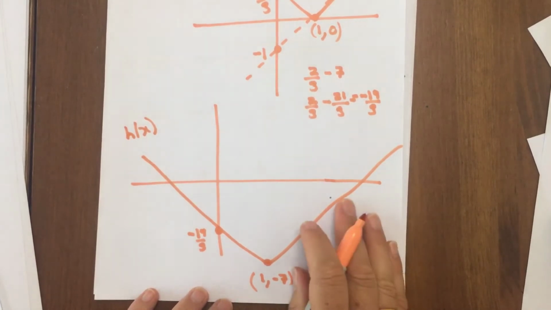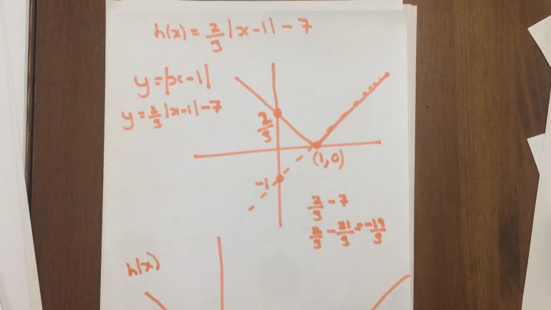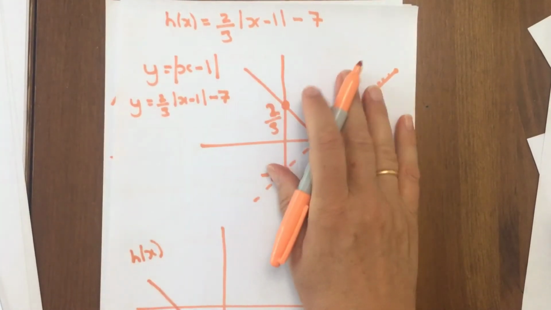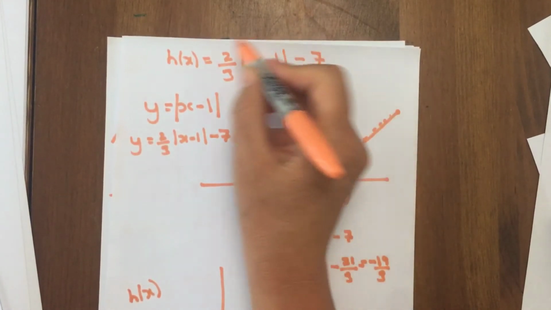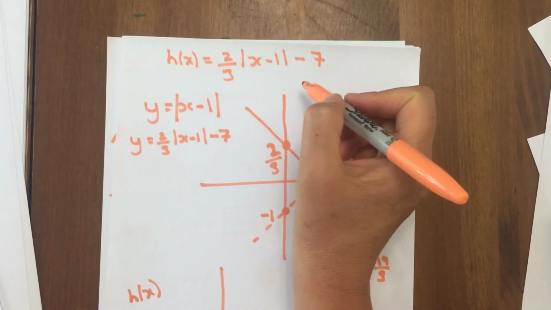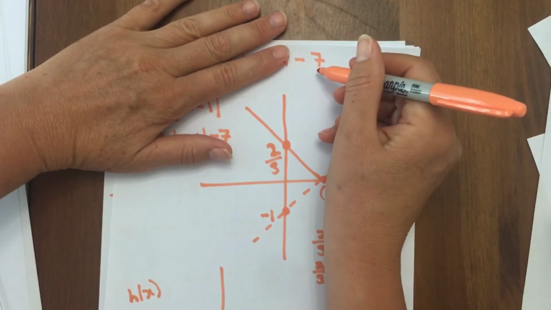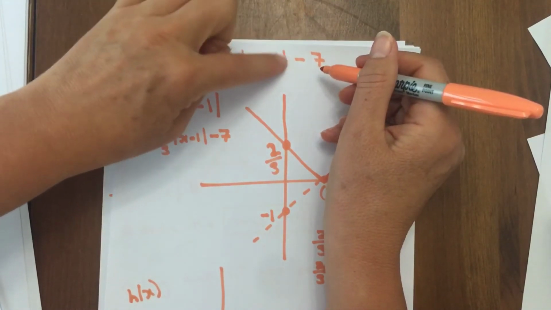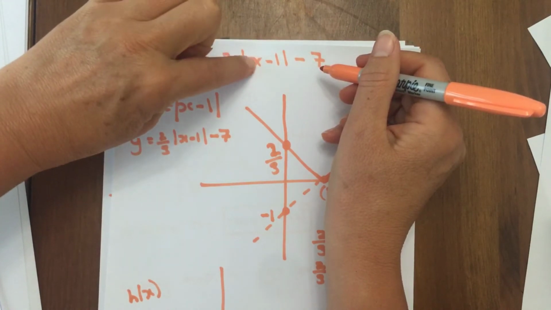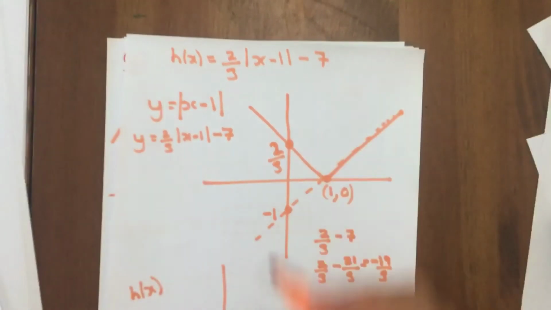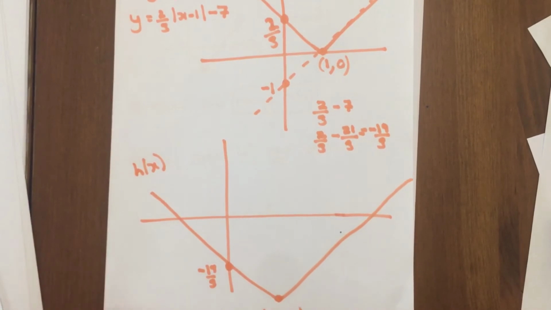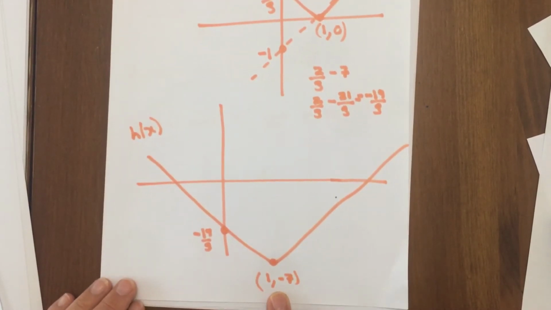And I suppose we could have done that another way by just saying h of x will be the smallest when this is all 0. When this is all 0, I get negative 7. And to get this bracket to be 0, x must be 1. That's another way I could have done it. So I get my minimum point of 1, negative 7.